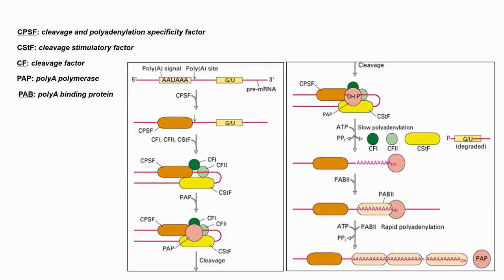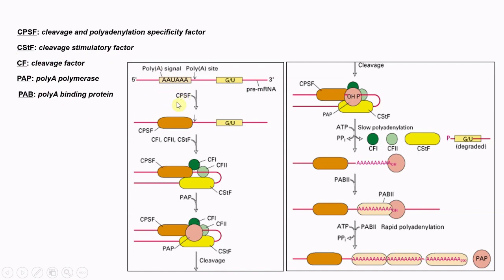So these are the different associated proteins that are required for the addition of the poly A tail. As you can see here, the first is CPSF, that is cleavage and polyadenylation specific factor. This factor is essential for the recognition of the poly A signal. Then the cleavage stimulatory factor. Cleavage factors, there are many: cleavage factor 1, 2, 3. Then the poly A polymerase enzyme and poly A binding proteins. They bind to the poly A tail and stabilize the poly A tail.